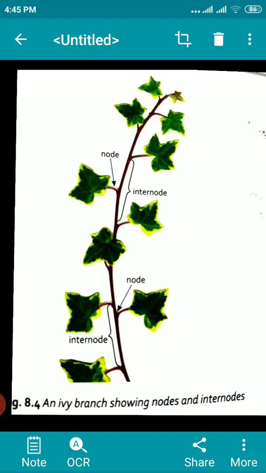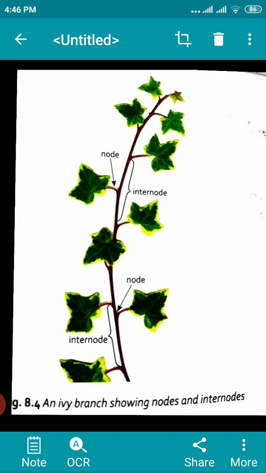In the shoot system, the place where a leaf arises from the stem is called the node. The portion of the stem between two nodes is called the internode. You can see the node is marked and the internode is also marked. So a node means the point or zone on the stem where leaves arise. The space between two nodes is called the internode.